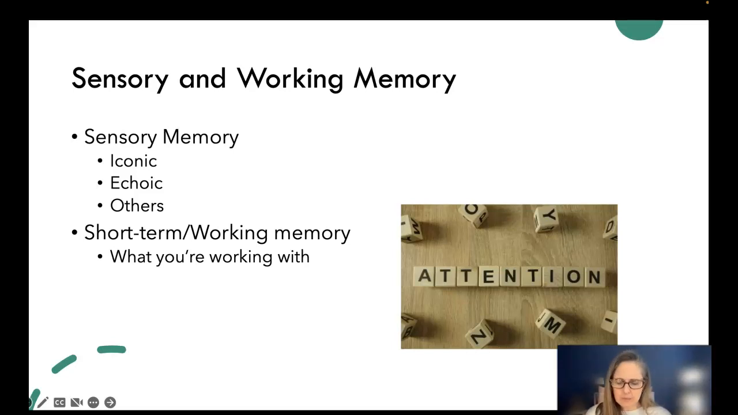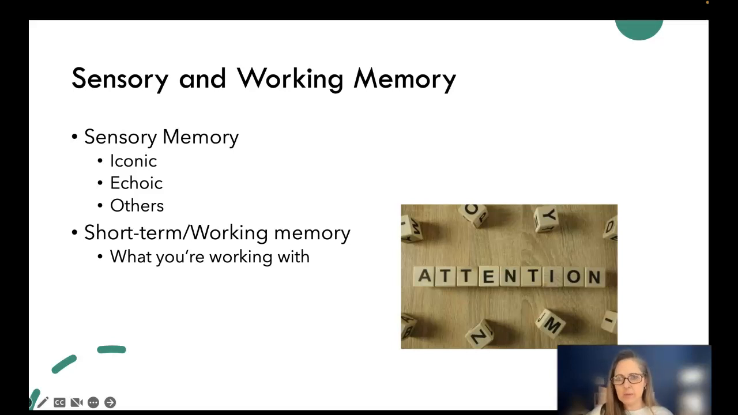Because in sensory memory, what we hold in our memory is an exact replica of what we've experienced. So in our sensory memory for visual information, we hold icons, an exact icon of what we have seen. And in terms of auditory information, we hold echoes. So we call those iconic and echoic memory.